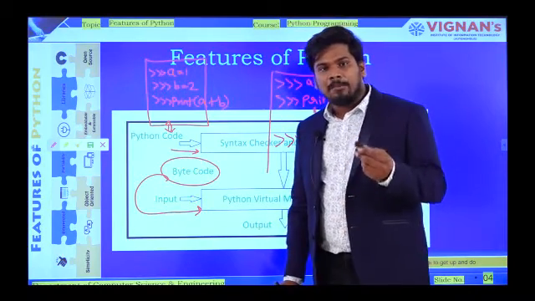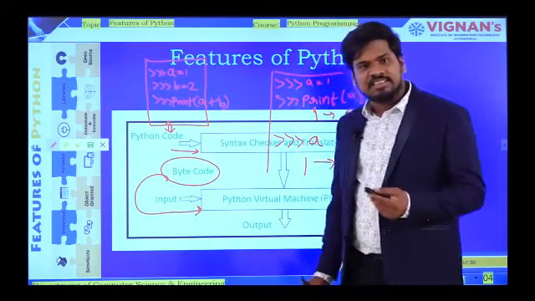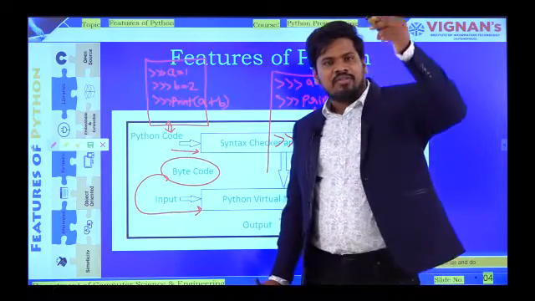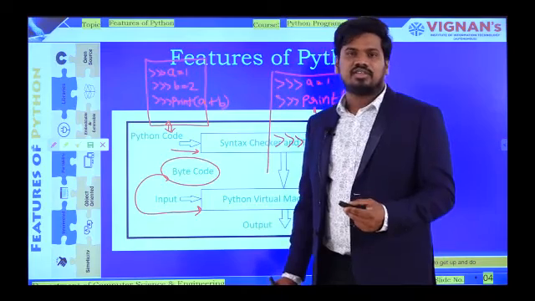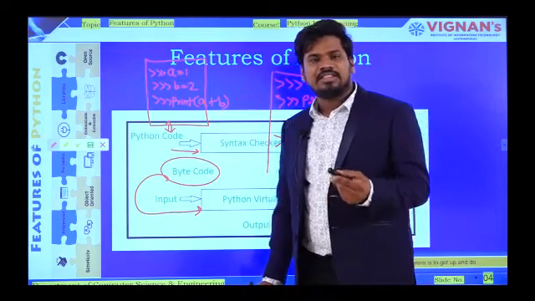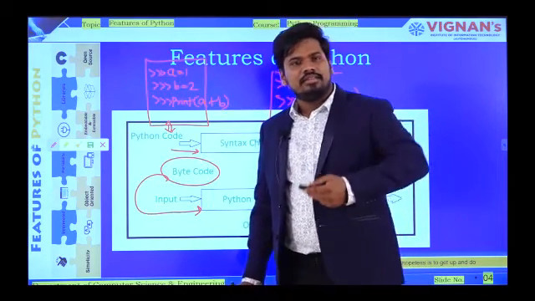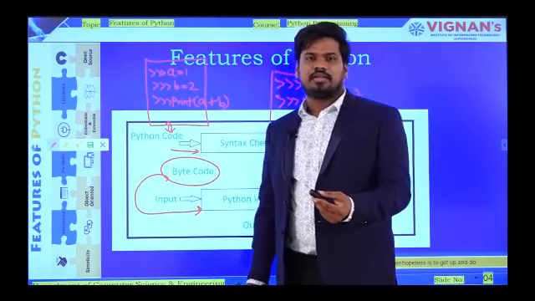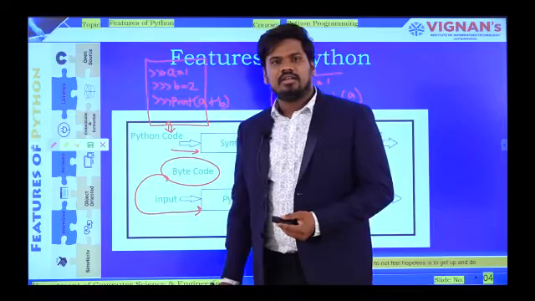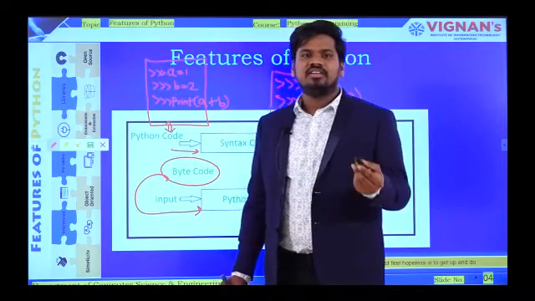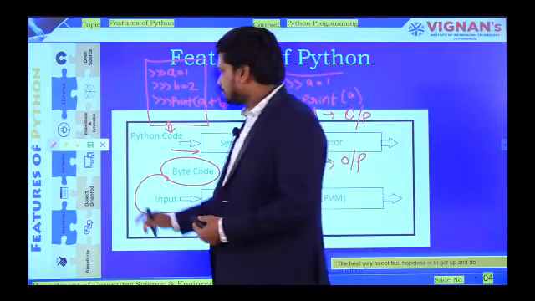But coming to compiled programming languages like C, C++ or Java, I have to write all the instructions. Only after writing all the instructions can I compile and then execute it. So this is the difference between Python and C, C++ and Java.